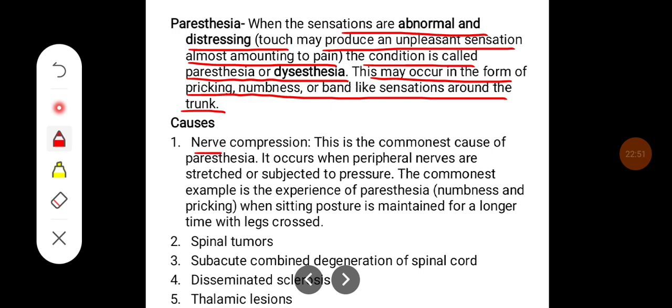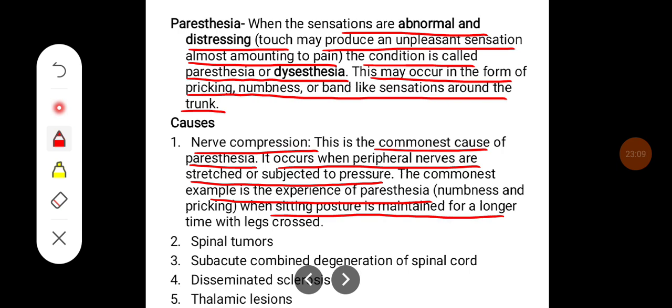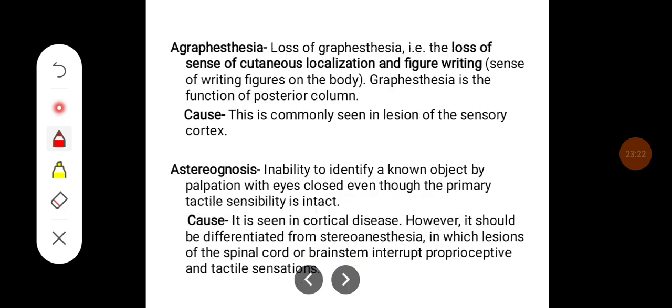Commonly, it is caused by nerve compression. So this is the commonest cause of paresthesia, nerve compression. It occurs when peripheral nerves are stretched or subjected to pressure. The commonest example is the experience of paresthesia, that is numbness and pricking, when a sitting posture is maintained for a longer time and when legs are crossed. Paresthesia is also caused by spinal tumors, subacute combined degeneration of the spinal cord, disseminated sclerosis, and thalamic lesions.